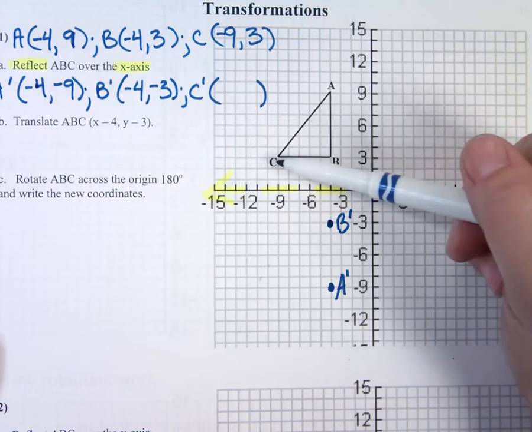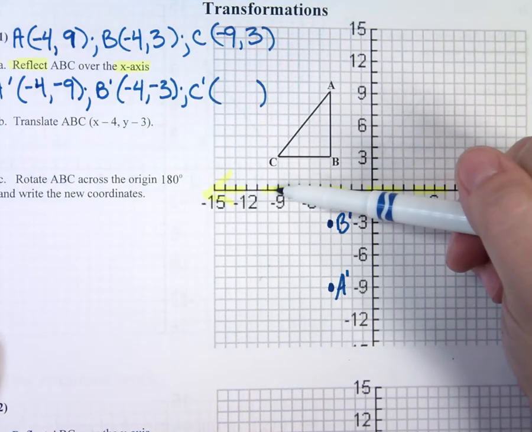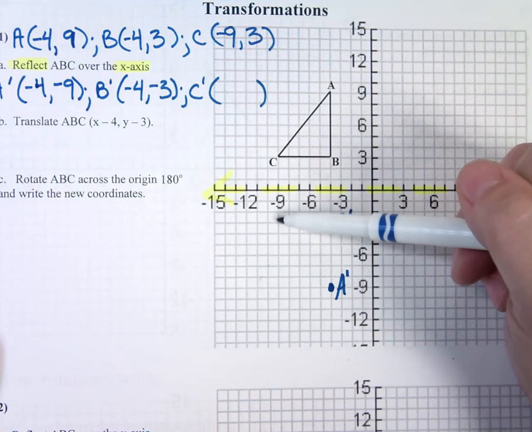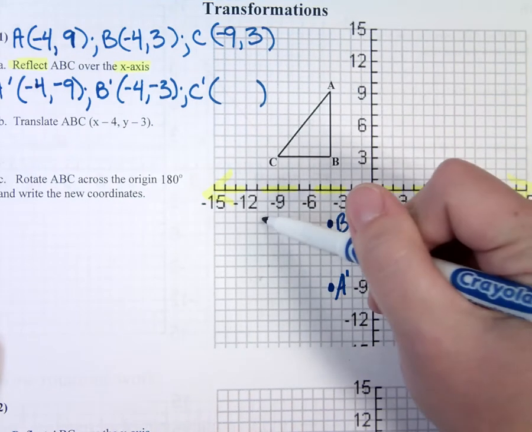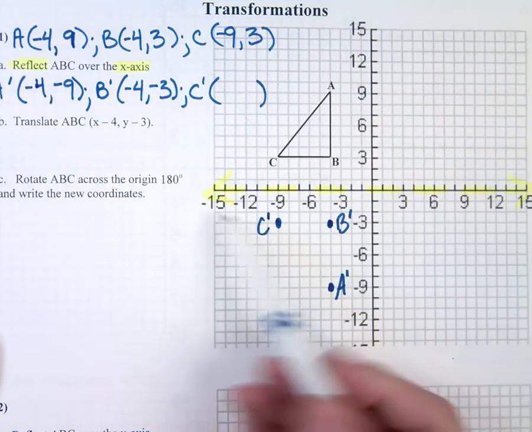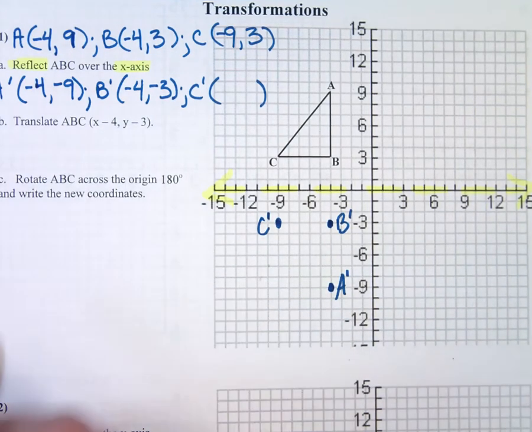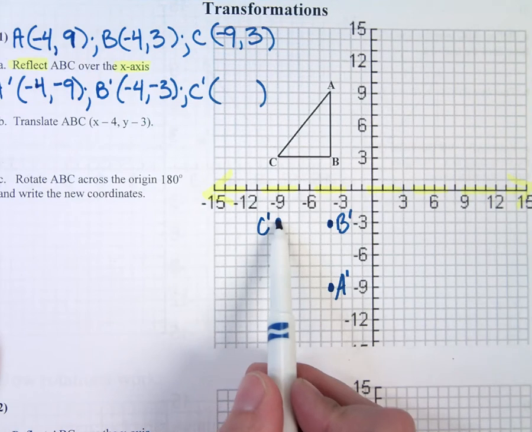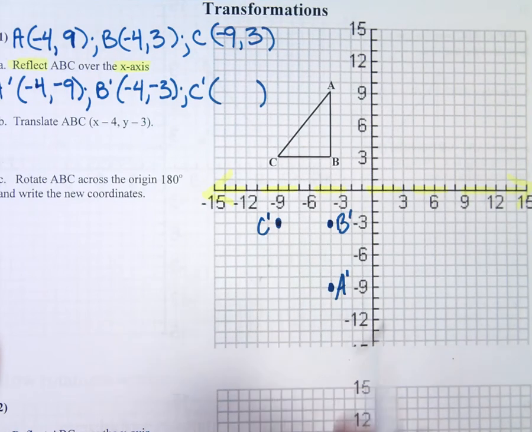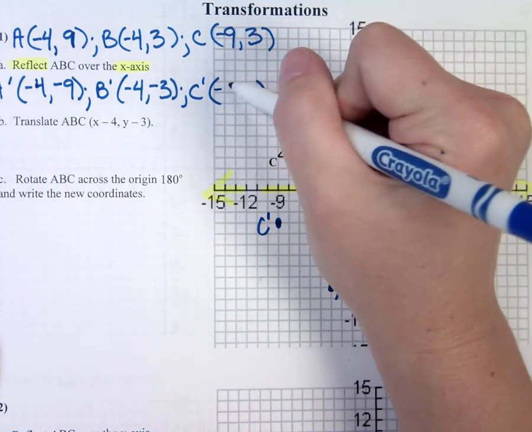And how far away is C from the x-axis? 3, so I'll go 3 the other way. And here's my new C, called C prime. No, this is the x-axis. I already messed up my color. Okay, so what's my new C? -9, -3. There we go.